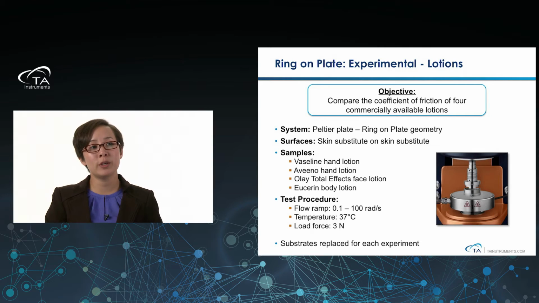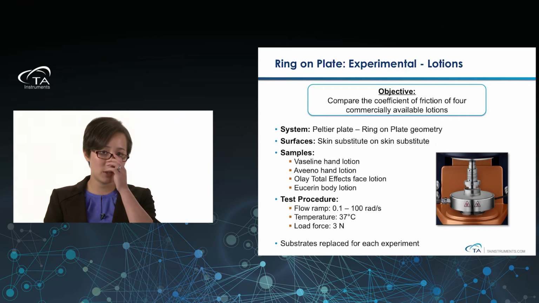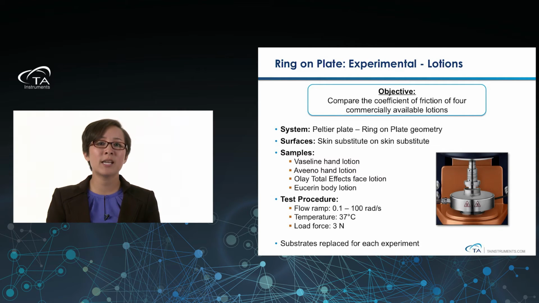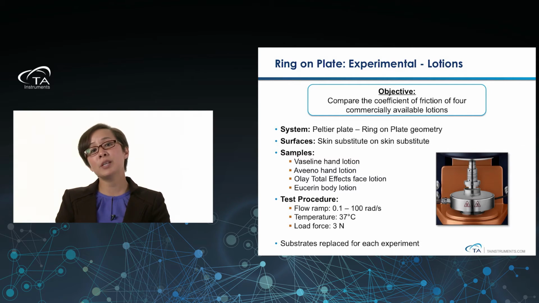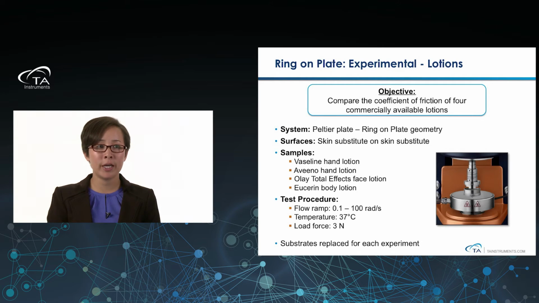The system that we chose was a Peltier plate and the ring on plate geometry. We chose a Peltier plate because it's easy to control near body temperature. And then the surfaces: as we've mentioned, surfaces are very important, so it's important to say what kind of surfaces we're studying. In this case, we did skin substitute on skin substitute. That mimics a hand together or when someone's applying lotion onto their skin, rather than looking at the interaction between stainless steel and stainless steel. The samples that we used were Vaseline hand lotion, Aveeno hand lotion, an Olay Total Effects face lotion, and the Eucerin body lotion. Again, all of these are commercially available.